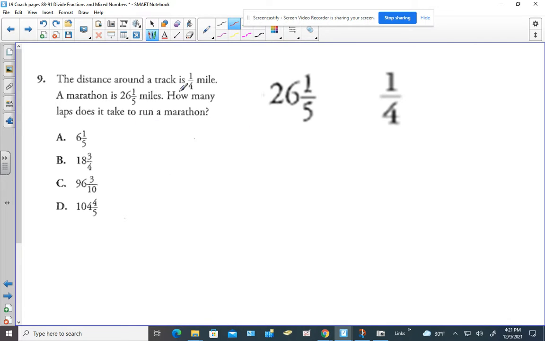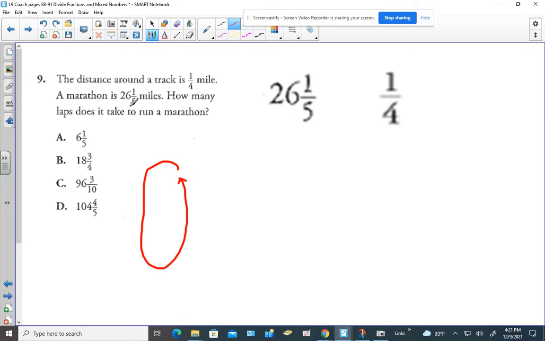So if we kind of draw a track, right? A track is usually like an oval. So if we go around the track once, right, we've gone 1/4 of a mile. If we go around twice, we've done 1/2 a mile, and so on. So we would go around this thing 4 times to be 1 mile, right?